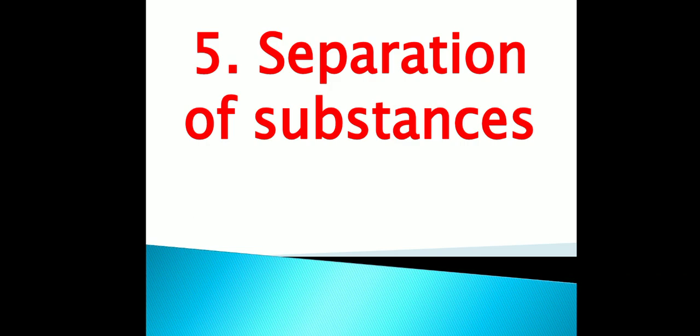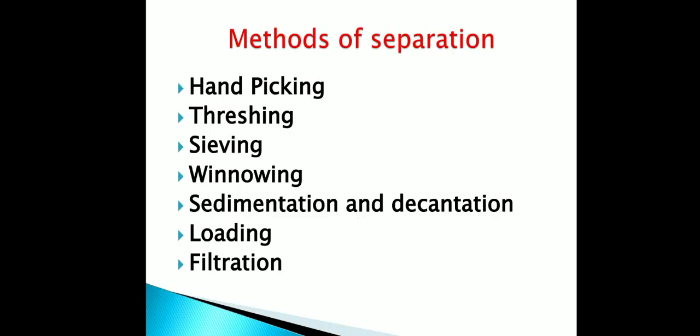Dear children, we have already started lesson number 5, separation of substances. Today we are going to see the different methods of separation, amongst which some we have already seen in the previous periods. The different methods of separation are hand picking, threshing, sieving, winnowing, sedimentation and decantation, loading, and filtration.